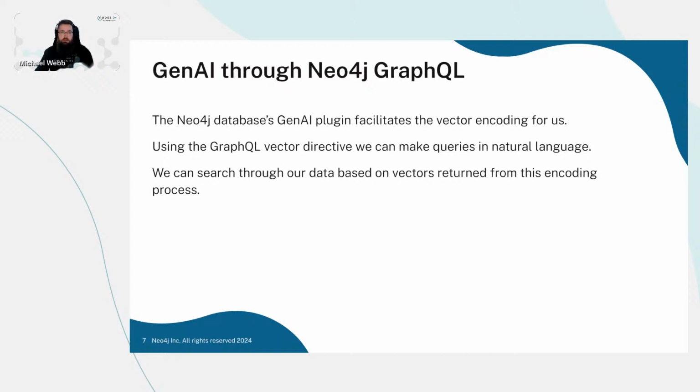What about GenAI through Neo4j GraphQL? So we can be using the GenAI plugin from Neo4j itself. It facilitates the embedding generation for us, the encoding of the vectors. And we can then therefore query using natural language, like a phrase in English. And then we can search through the vectors in our database based on the response from a generative AI API.